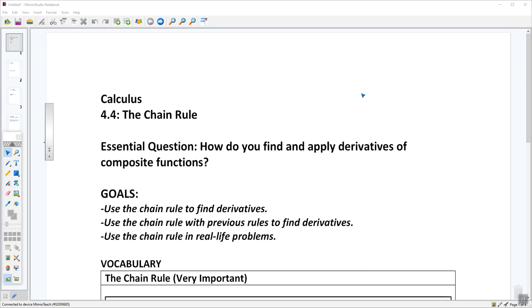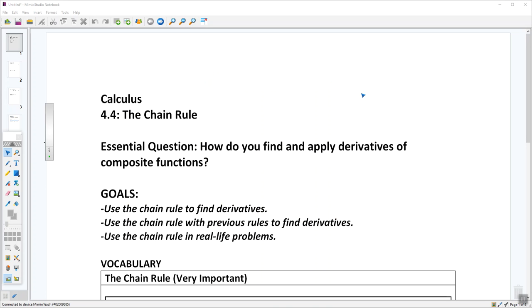If you guys recall composite functions, let's give an example of what a composite function was again here. Somebody give me some easy function for f of x. 3x plus 7? Yep. Give me a g of x function. 2x plus 8.